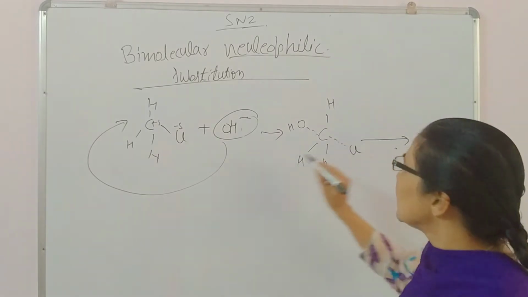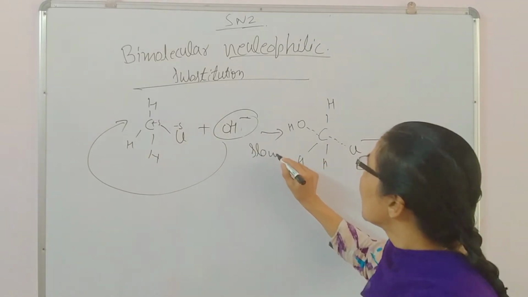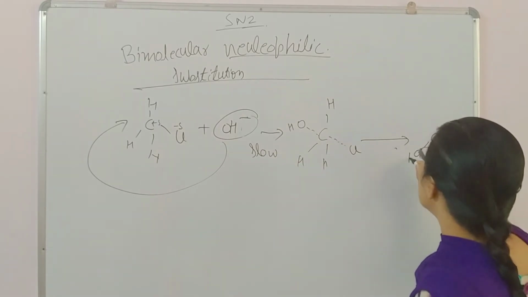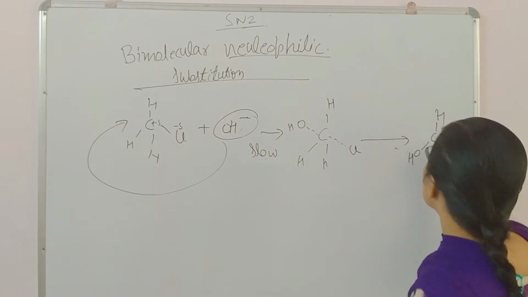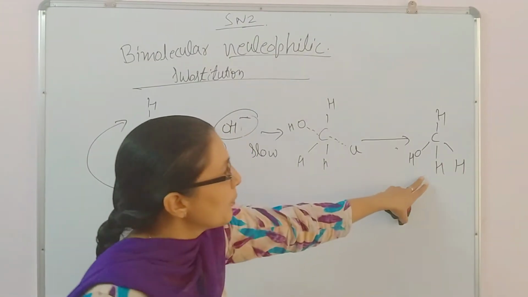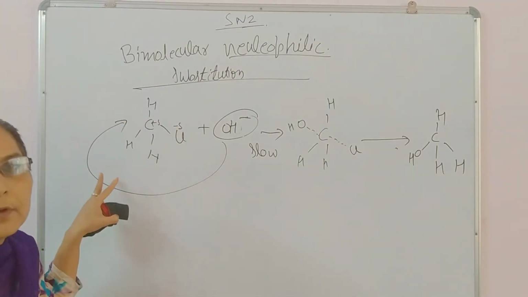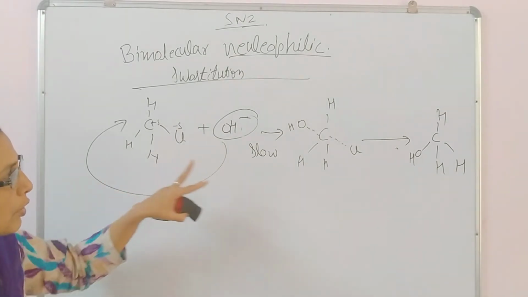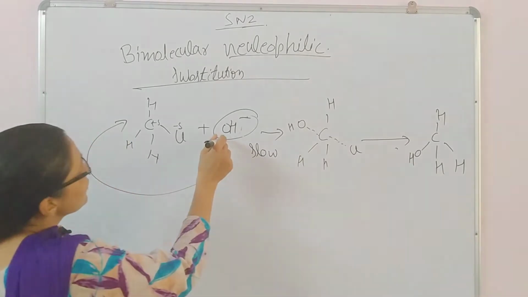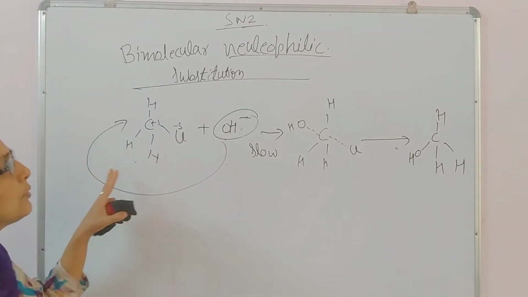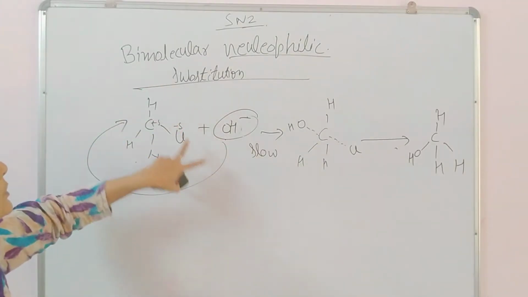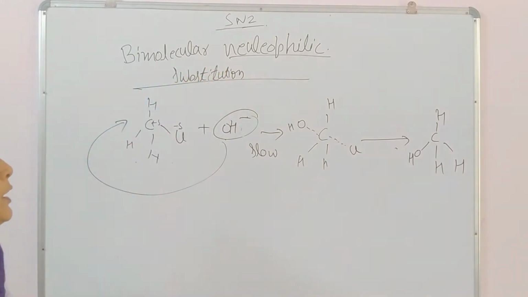The next step is a closed step. In the single next step, CH3OH will be the compound. So we get an alcoholic compound from the chloroalkane. According to this mechanism, in the slow step the nucleophile is participating and the haloalkane is also participating. So this mechanism is known as bimolecular nucleophilic substitution.